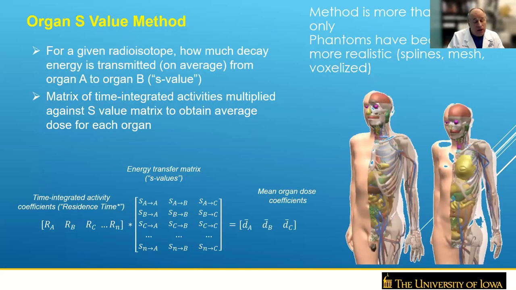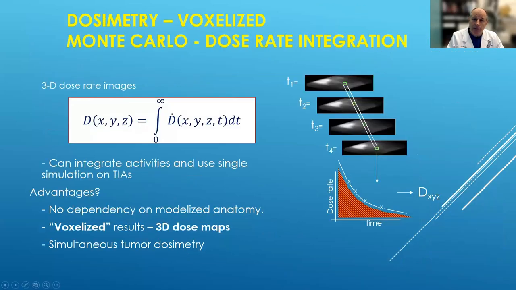And of course, it has evolved a lot since then. Basically, now all you have to do is put in your values. So these are R's. You can see here residence time, which is time integrated activity coefficients. There's a lot of software that will have all these S values for you, matrix multiplication, and they will punch out your dose values on the other side. And as you can see, the phantoms have evolved. They're not nearly as simplistic as they used to be. They have all kinds of different splines, mesh, voxelized. It has become very, very detailed.